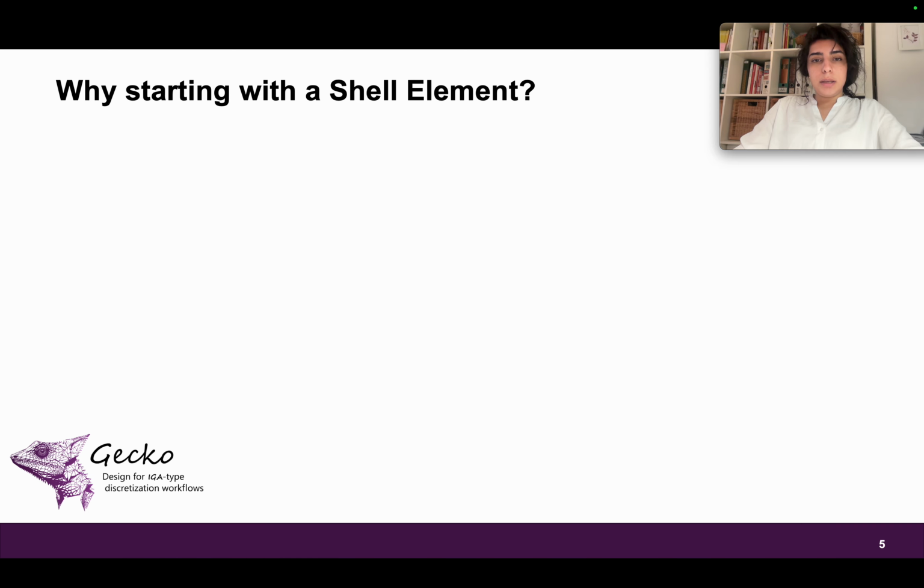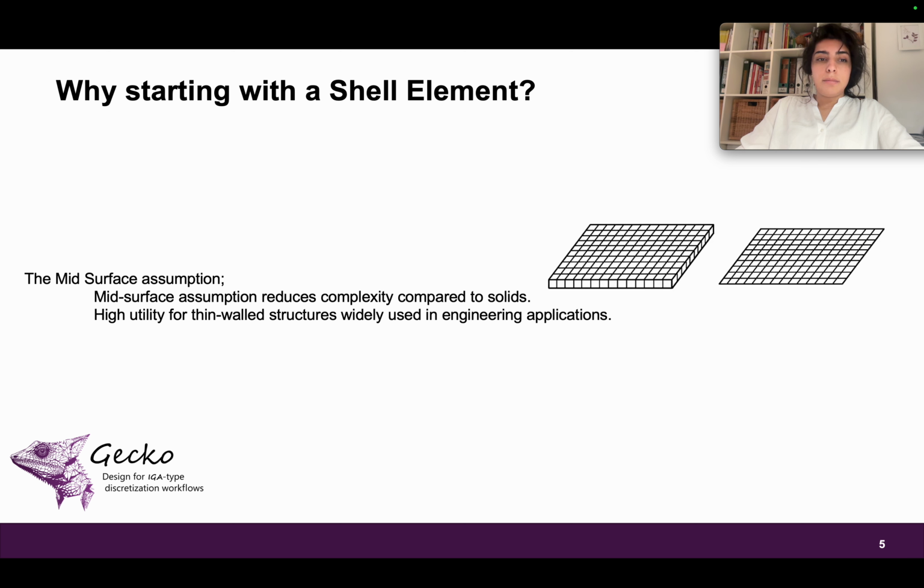Now, in my PhD, I started with the shell element. Why is that? Since in the shell element we have the mid surface assumption, which serves as the dimension reduction feature, because instead of dealing with a 3D model, now we're using a 2D model. And it's a better example to show the bending and membrane behaviors.